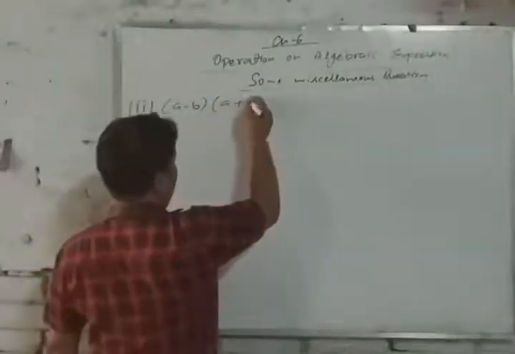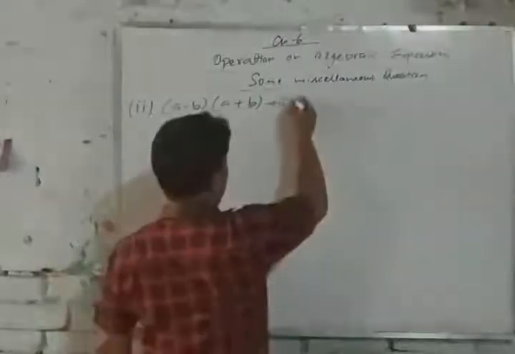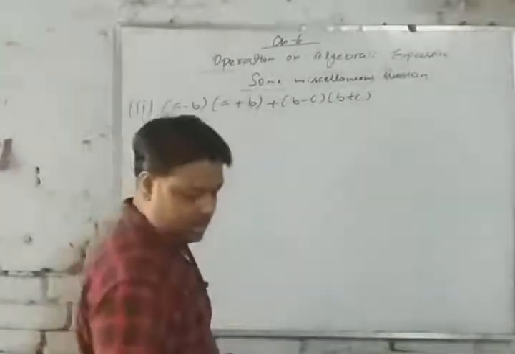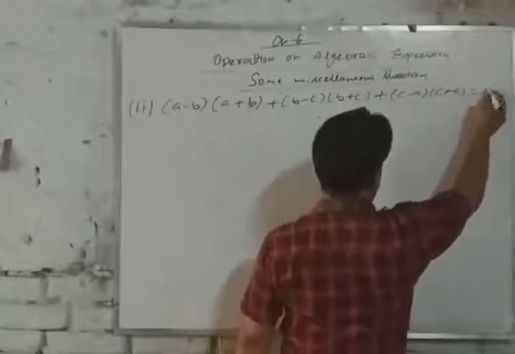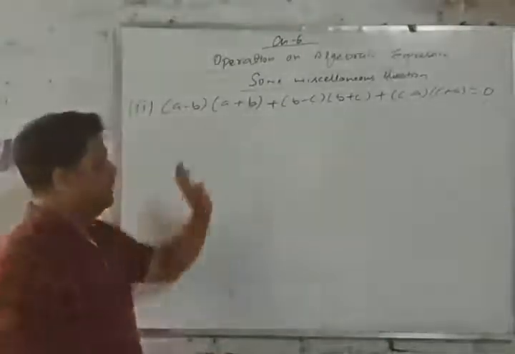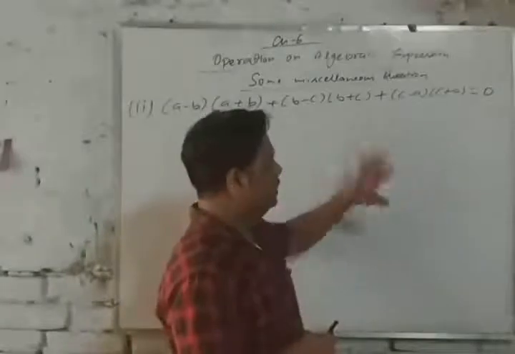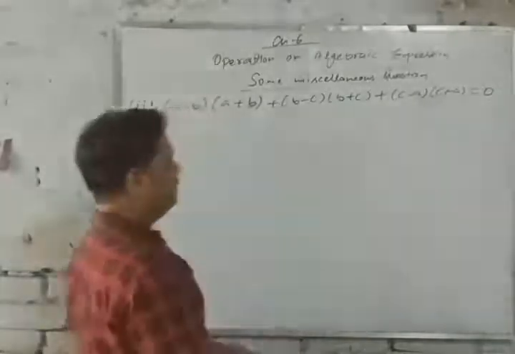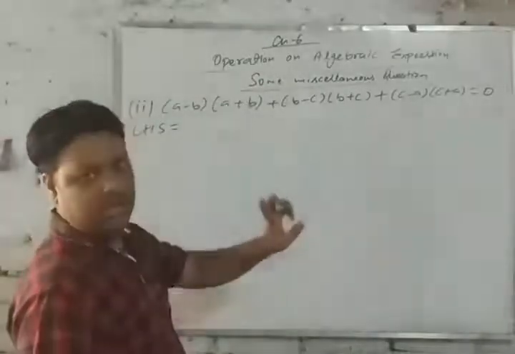A plus B, plus B minus C, B plus C, then plus C minus A, C plus A is equal to 0. That is, we have to solve LHS, that is the algebraic expression which is in left hand side, and we have to find it 0. If the LHS will be equal to RHS, then it means true. So at first solve the LHS, because we can't solve RHS because it is only 0 written.